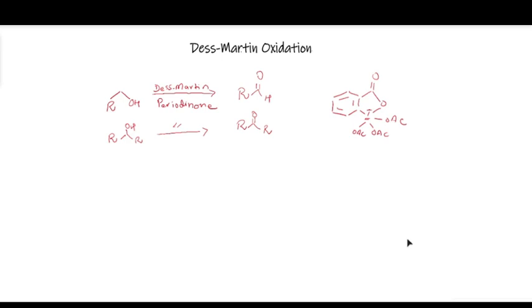Dess-Martin oxidation is the oxidation of primary alcohols to aldehydes and secondary alcohols to ketones in the presence of Dess-Martin periodinane. This is the structure of Dess-Martin periodinane, in which you can see this hypervalent iodine. In this video, we'll talk about the mechanism of this reaction. So let's begin.